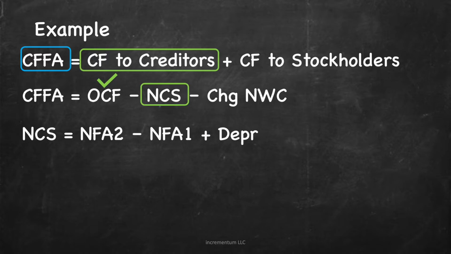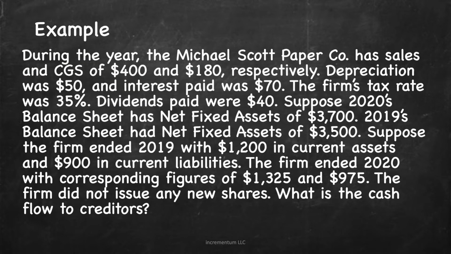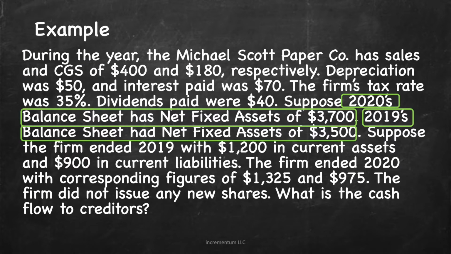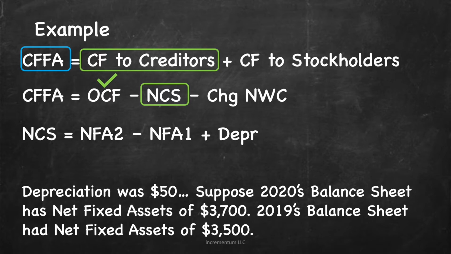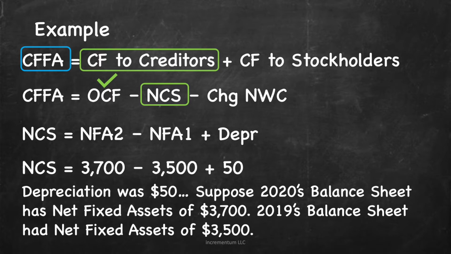Net capital spending is net fixed assets at the end of the year minus net fixed assets at the beginning of the year, and then we add back in depreciation. So if we look back at our problem, we are given net fixed assets for 2020 and 2019, and we're also given depreciation of $50. So if we use that information, we can then plug in $3,750 for net fixed assets at the end of the year, which is the 2020 balance sheet, and then $3,500 for net fixed assets at the beginning of the year, which would be from the 2019 balance sheet, and then our depreciation of $50. That gives us net capital spending of $250.